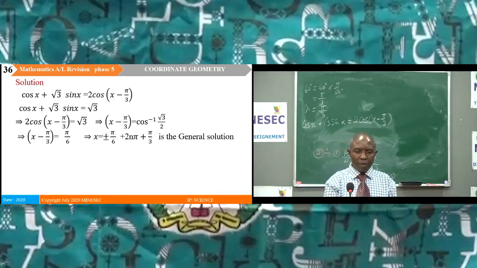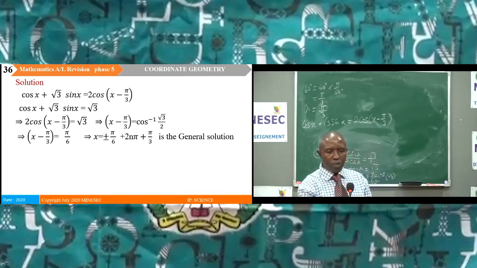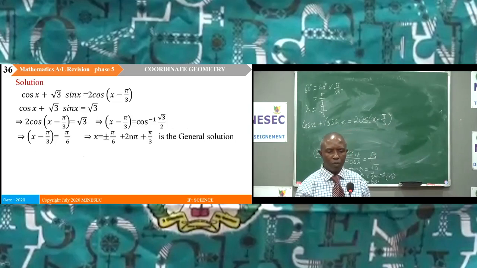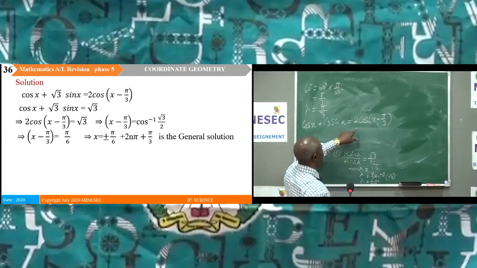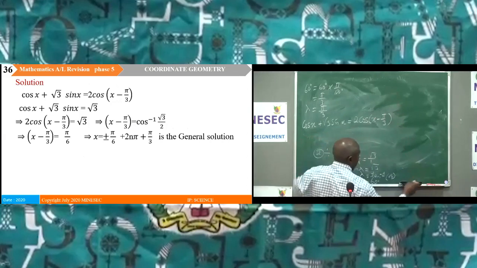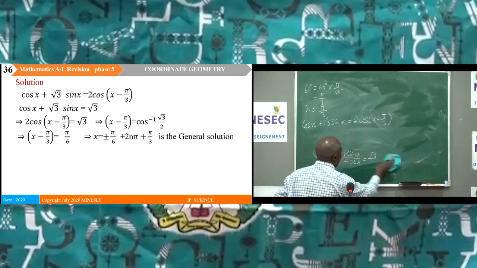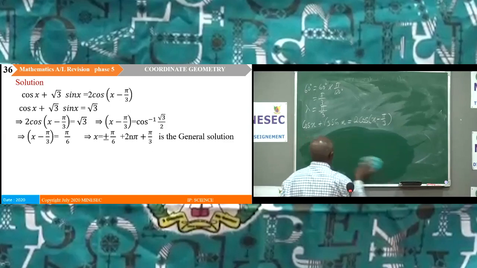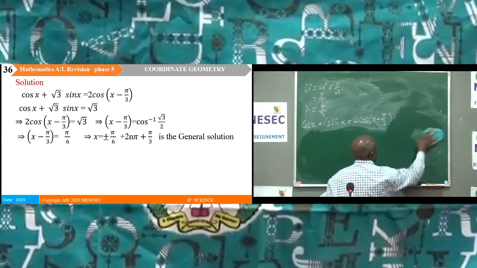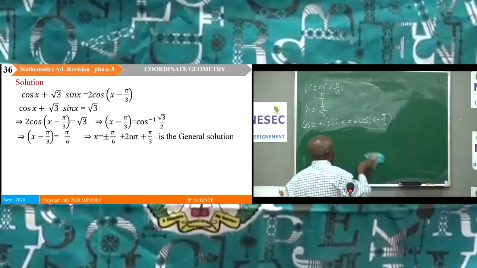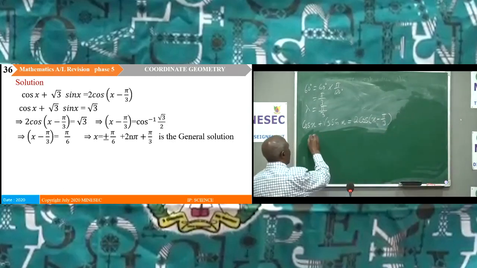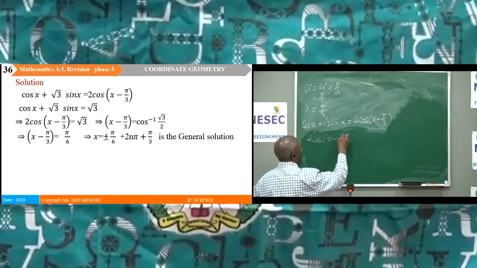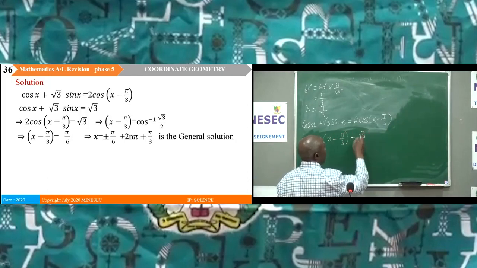We have been asked in the question, what is the question again there? Now to find the general solution of that when it is equal to root 3. Now we have had this, so what are we going to do? We now take what we have obtained in terms of R and look for its general solution. Here we are dealing with the cosine function. So we have 2 cos(x minus pi over 3) is equal to root 3.